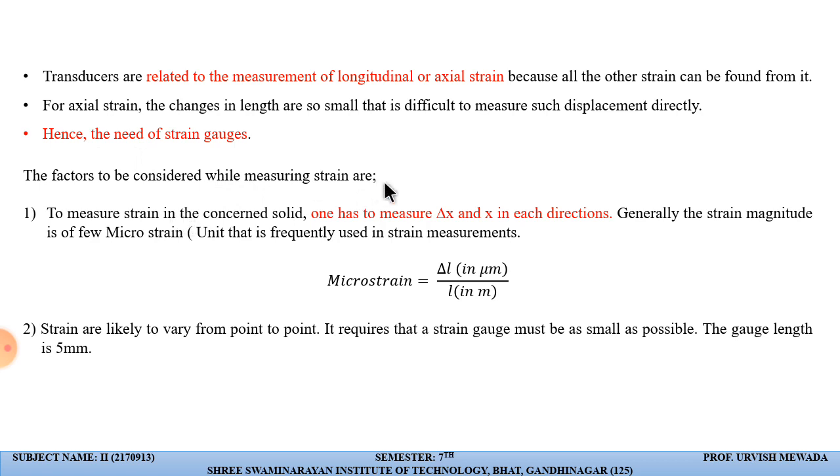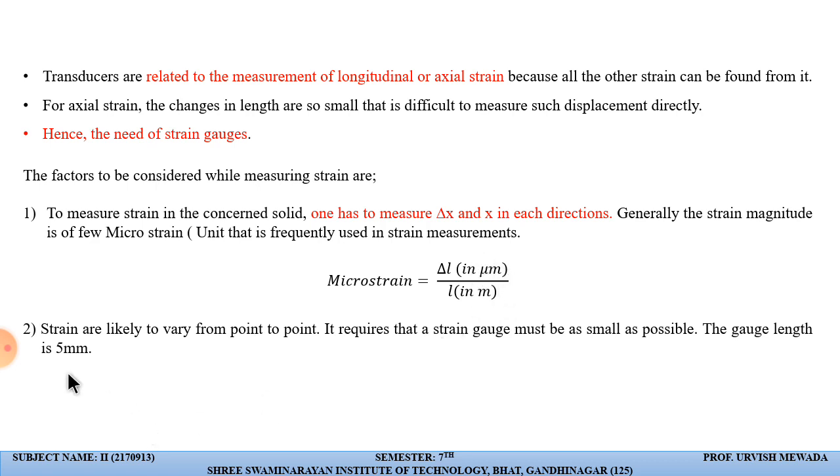Now the factors we need to consider while measuring strain. Generally we measure microstrain, as we know it is very small. The change in length is in micrometers, and the original length is in meters. So from this we can see that the change in dimension is very small. To measure the strain in the solid, one has to measure delta x and x in each direction. Generally the strain magnitude is a few microstrain, so the dimension change in the solid is in the micrometer range.